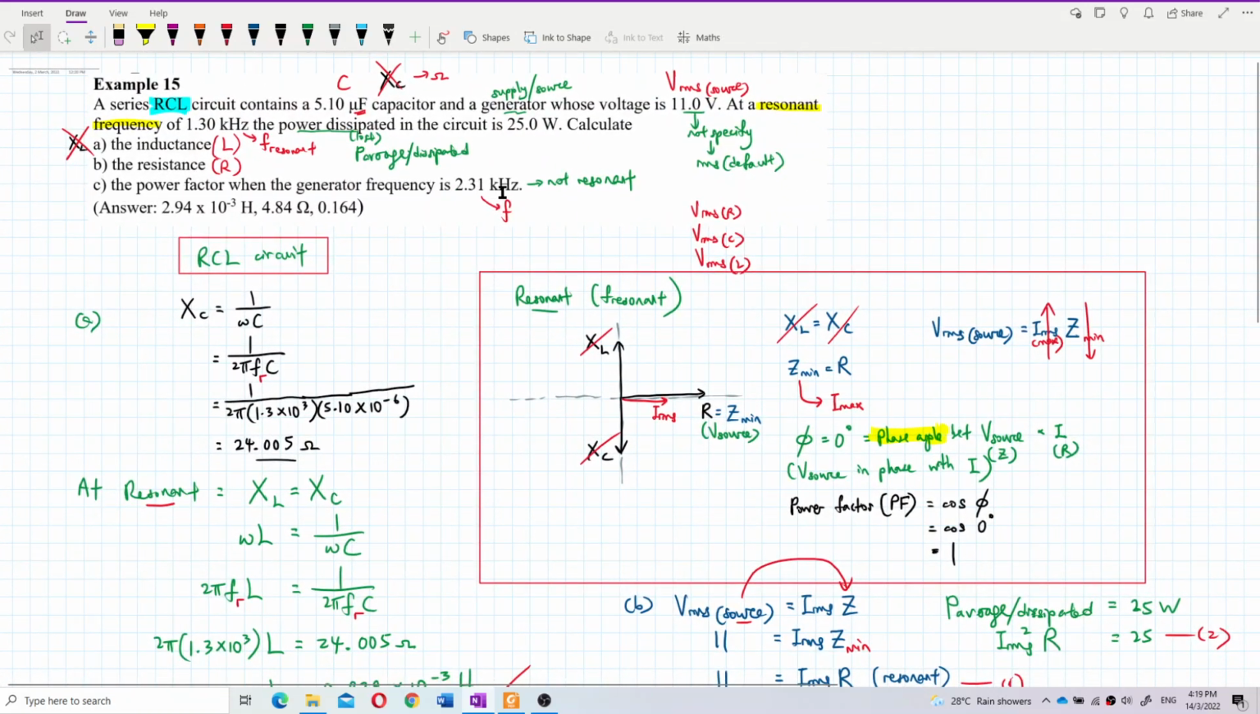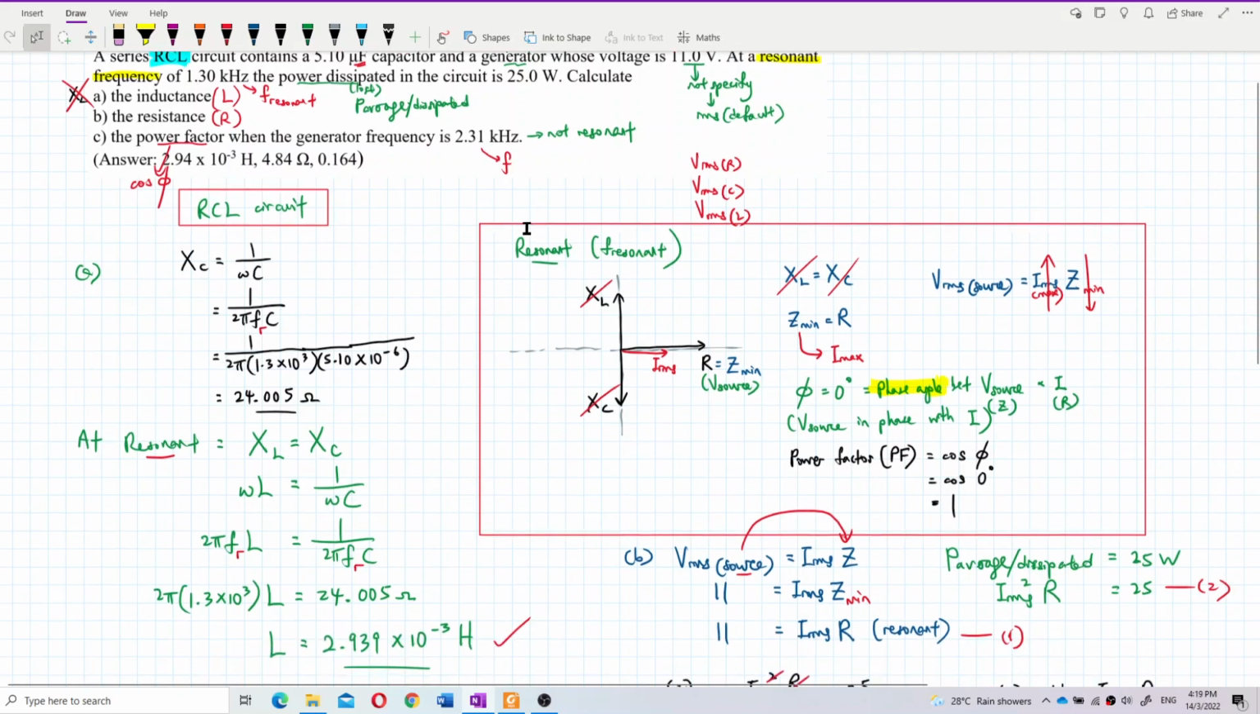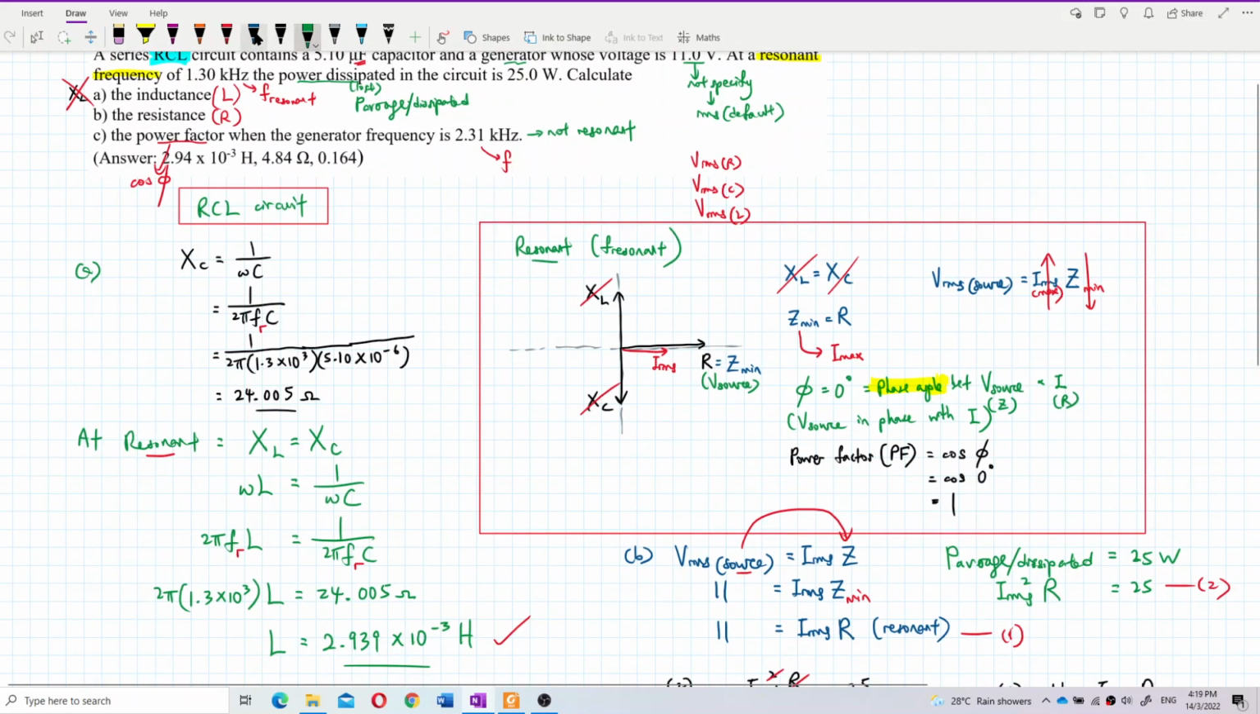This is not resonant anymore. It is another frequency, 2.31 kilohertz, the generator frequency. What's the power factor? Power factor is cos phi. You need to give me the value of cos phi for this frequency. So question C. Let's do question C.